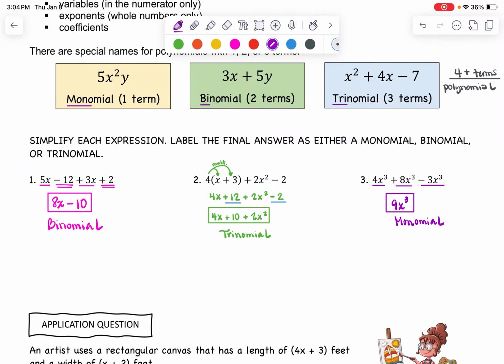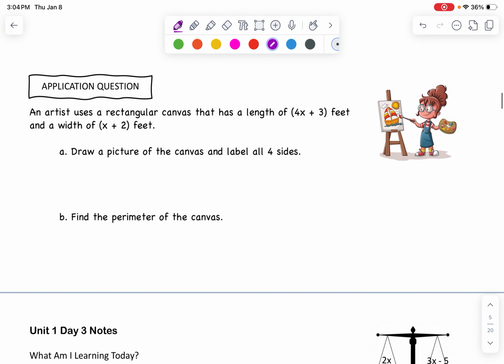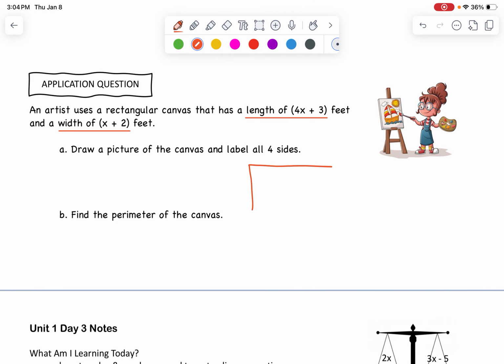Okay. All right, we have one application problem to do, and then we are all finished with day 2 notes. So this is talking about a rectangular canvas that this lady's painting on, and it's giving you an algebraic expression for the length of the rectangle and the width of the rectangle. So the first thing they want us to do on part A is to draw and label a picture. Okay, well, it's a rectangular canvas, and you can orient this however you'd like.